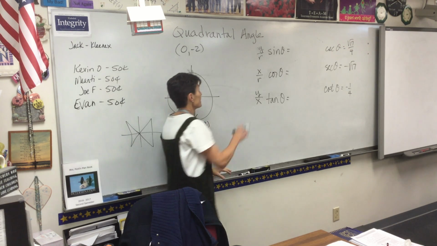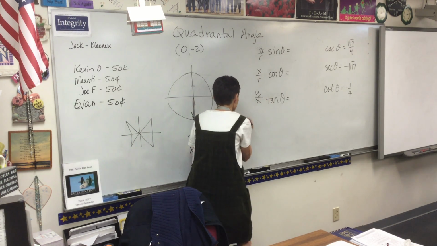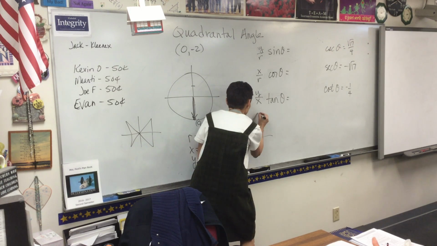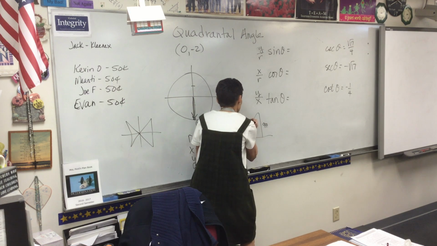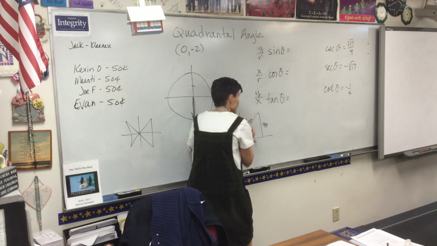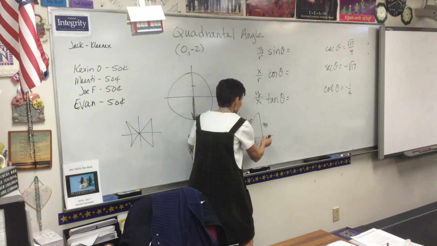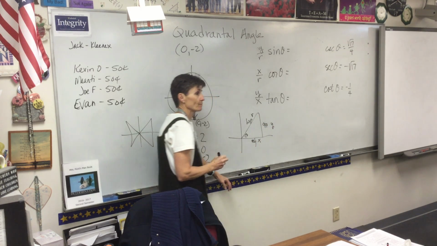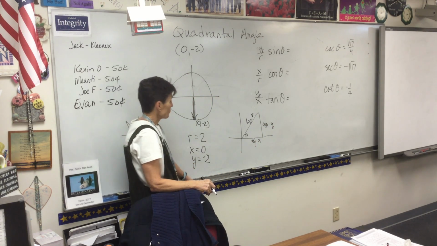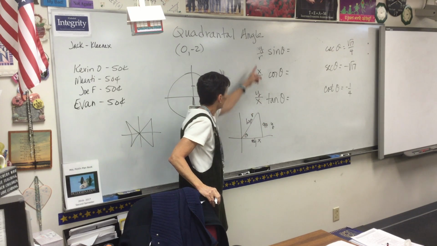Now again, if you're having trouble memorizing those, remember that triangle that I drew earlier. This is opposite, this is adjacent, and this is hypotenuse. But this is also x, y, and r. So sine is y over r.